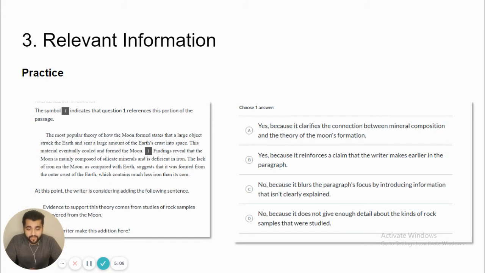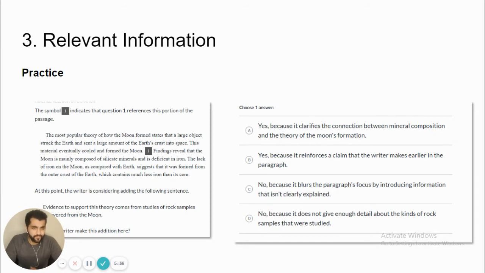This helps us to answer this question, because previously we were thinking about four options and now we're thinking about two options. But which one to choose from here? If you look at A, it's yes because it clarifies the connection between mineral composition and the theory of Earth's formation. Kind of makes sense. Let's look at B. Yes, it reinforces a claim that the writer makes earlier in the paragraph.